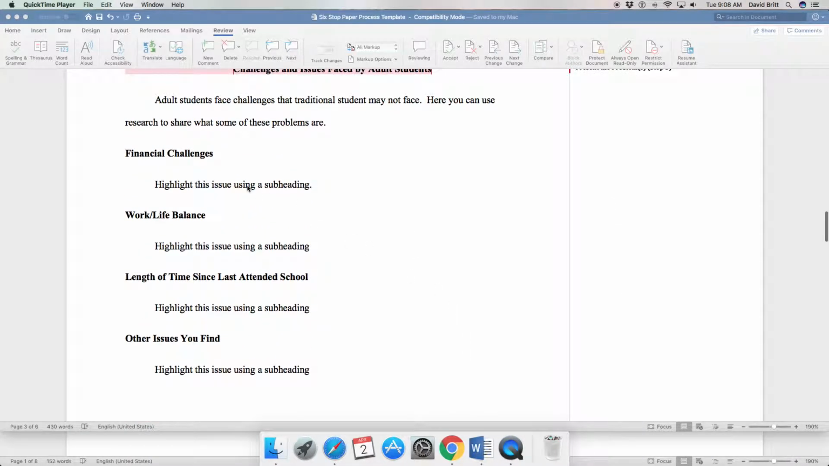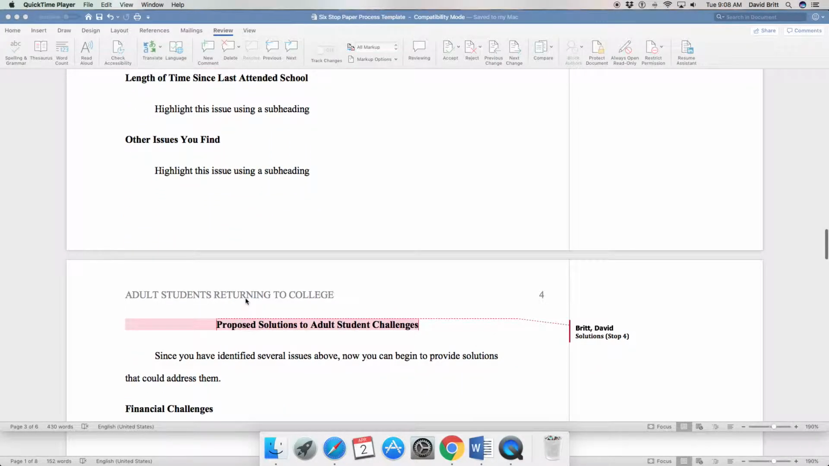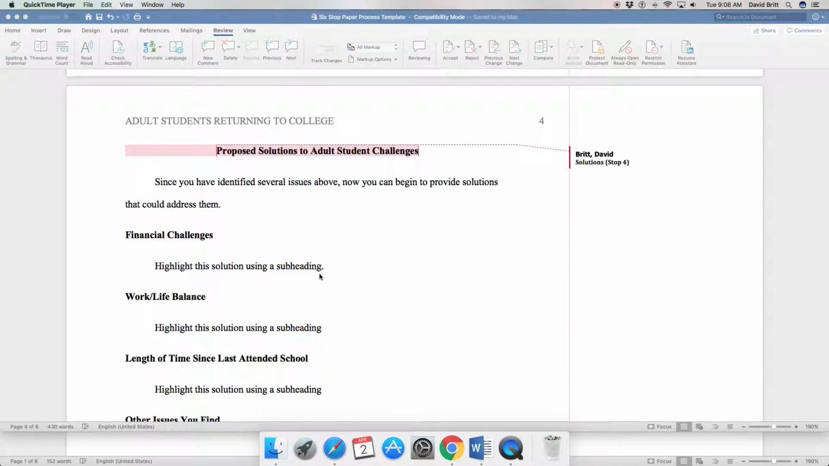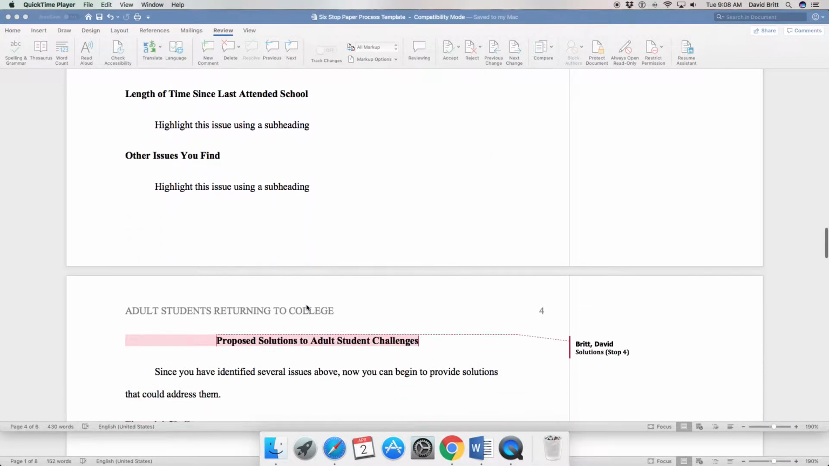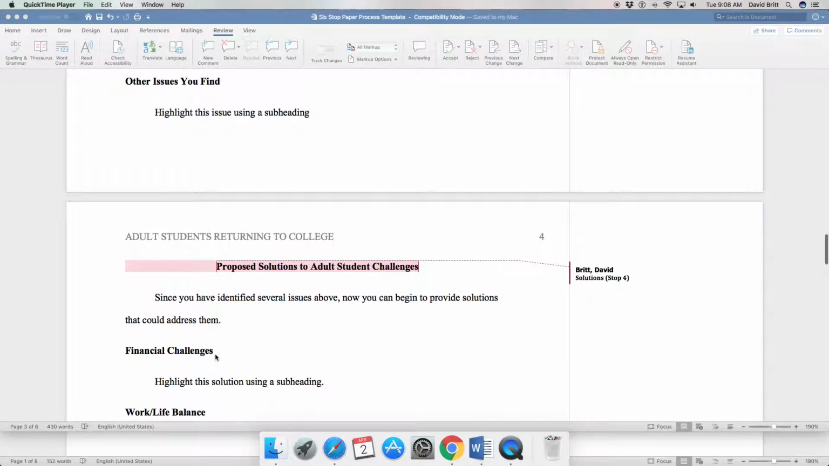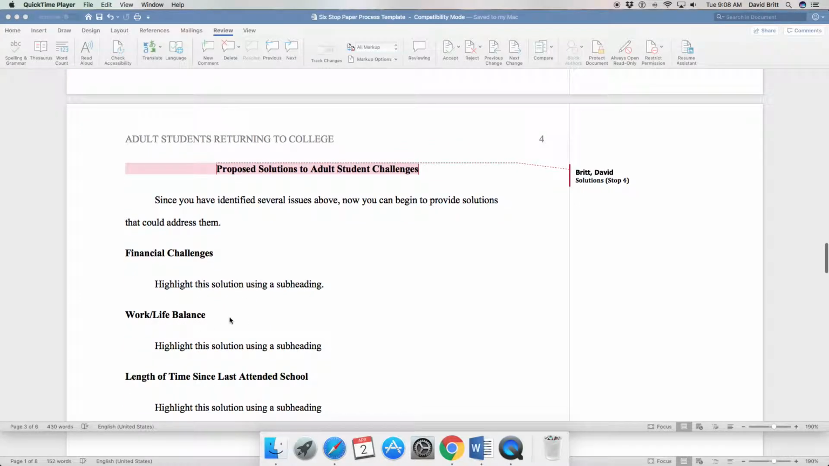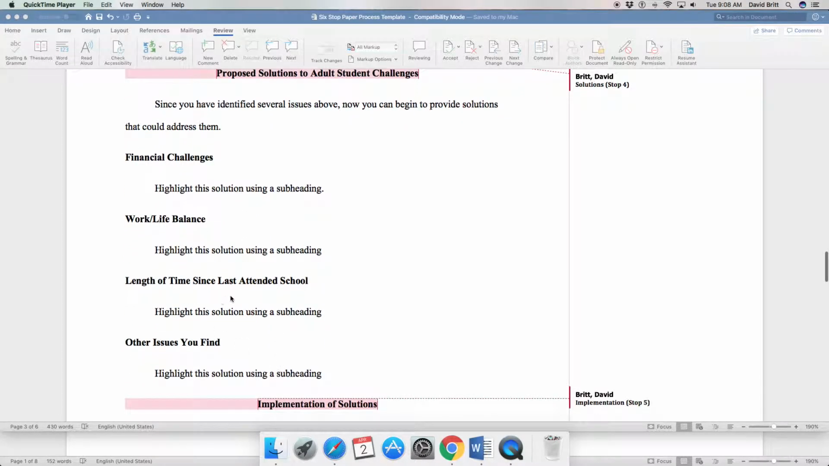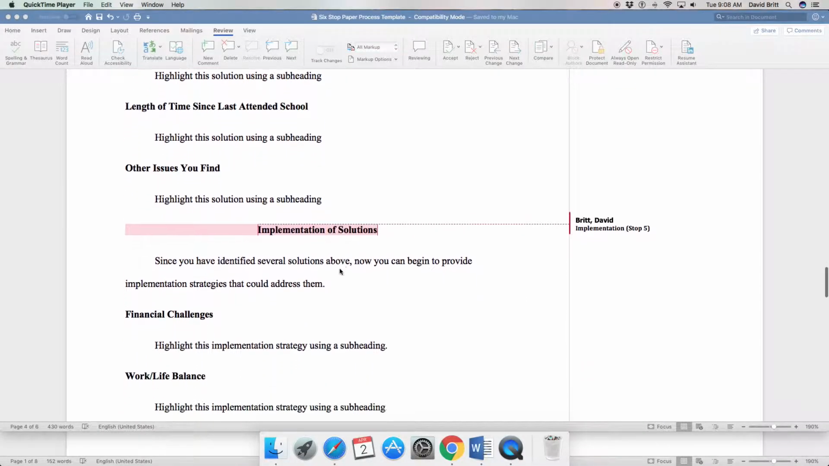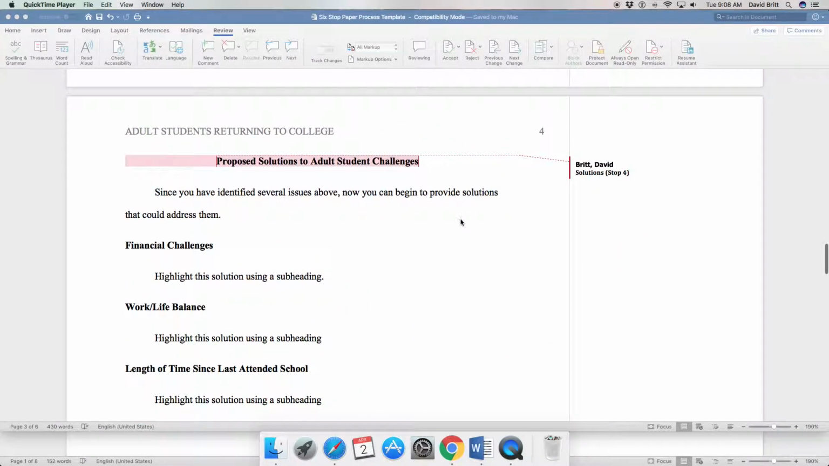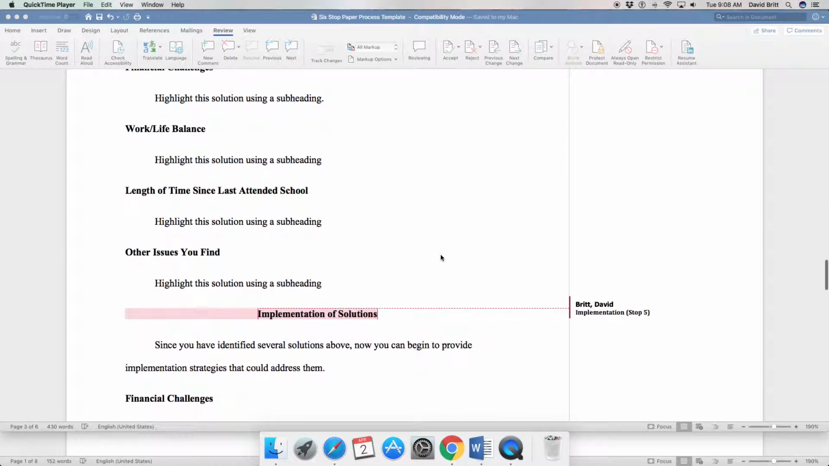Interestingly enough, if you present, we'll just say what I used here, 4 challenges or 4 issues or 4 problems, then you need to provide 4 solutions, right? And so if there are financial challenges, then you can come down here and provide a financial challenge solution, okay? And then you could provide a work-life balance solution, a length of time since last attended college solution, and other types of issues that you may have found the solution to. And see how these all begin to fall together? So that is stop 4, the solutions.